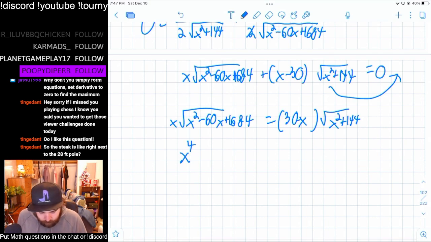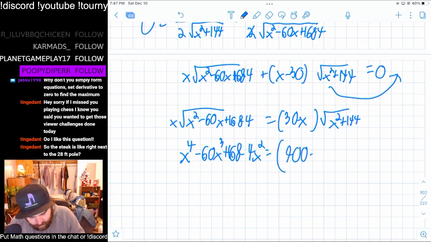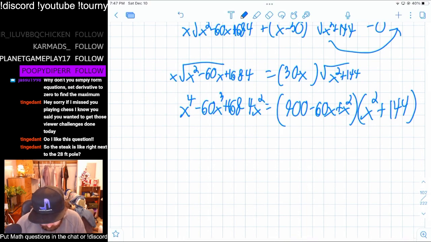I do get x to the fourth, though. I guess, is that what's canceling out? I get x to the fourth. And I still have to square this, and I'm still going to have to distribute that. I have x to the fourth minus 60x cubed plus 1684x squared equals, and then here I've got to go 900 minus 60x plus x squared times x squared plus 144. So the x cubes are canceling here, so it makes things more doable.